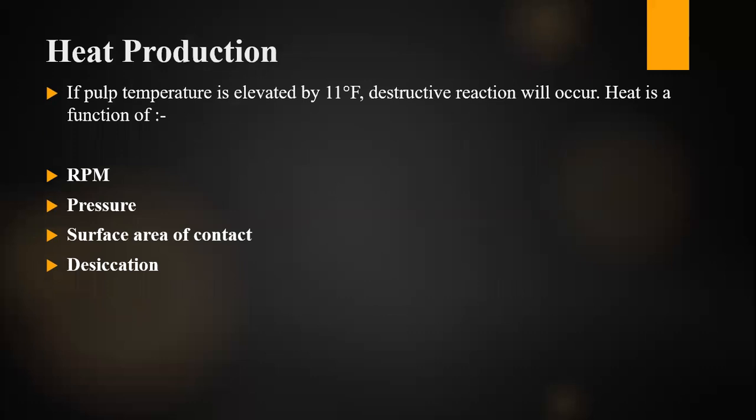Then heat production. If pulp temperature is elevated by 11 degrees Fahrenheit, destructive reaction will occur, and heat is a function of RPM or revolutions per minute, pressure, surface area of contact, and desiccation. The higher the RPM, the more heat is generated, and the more the pressure applied, the more heat is generated.